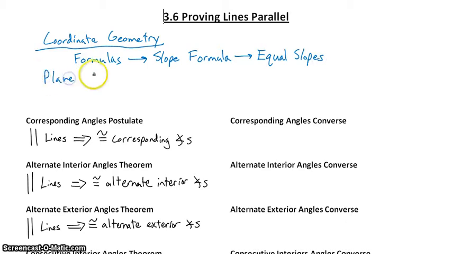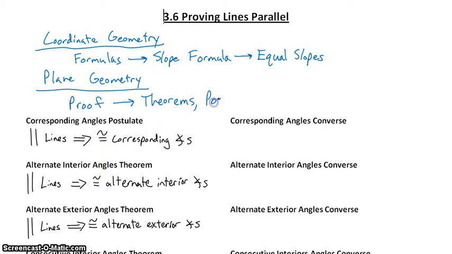In plane geometry, in order to prove something true, I need to write a proof. In order to write a proof, I need to justify every statement with a theorem, a postulate, a property, or a definition. So if I want to prove lines parallel, I better develop some theorems and postulates that prove those lines parallel.